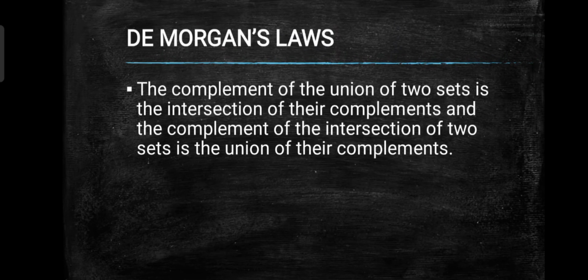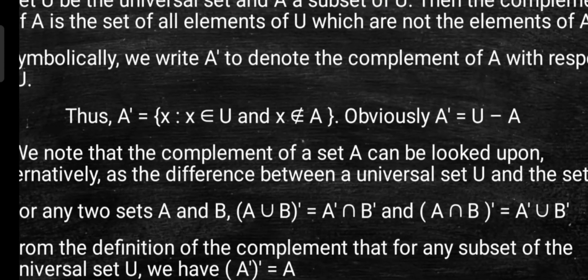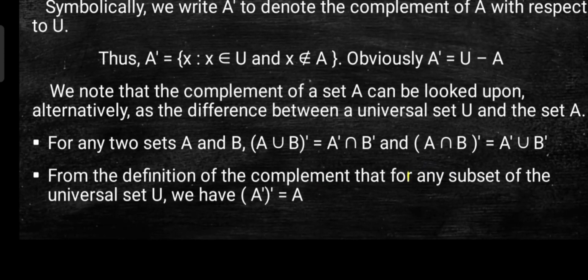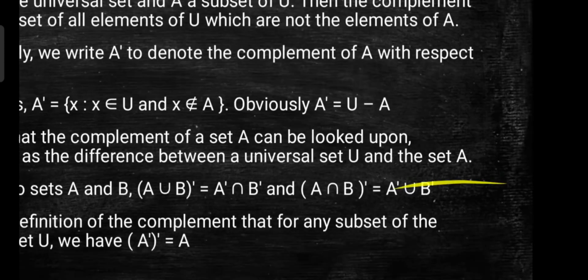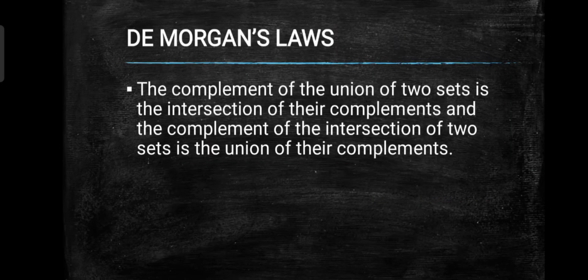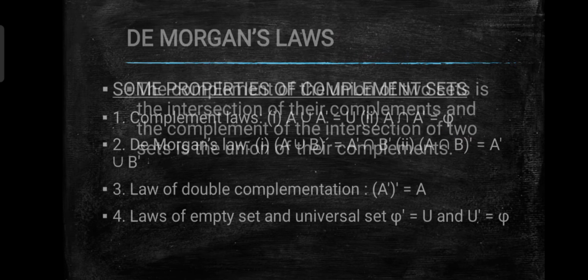Next, this one is an important part in this chapter: De Morgan's laws. The complement of the union of two sets is the intersection of their complements, and the complement of the intersection of two sets is the union of their complements. This is the exact thing that we explained in the first point. So that is De Morgan's law: the complement of the union of two sets is the intersection of their complements separately, and the complement of the intersection of two sets is the union of their complements separately.